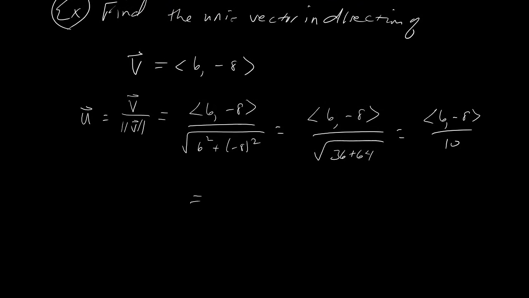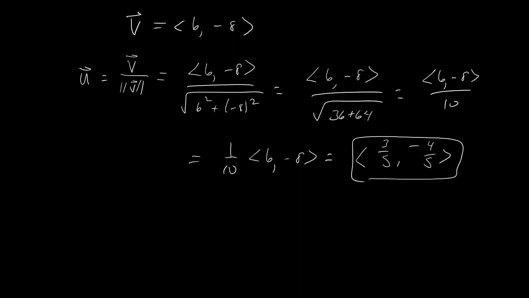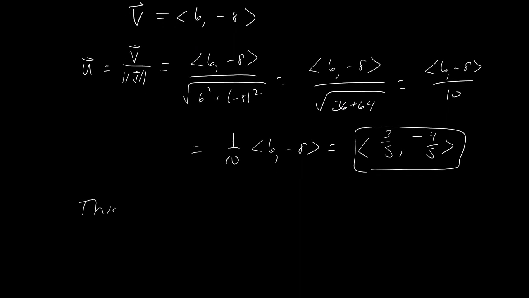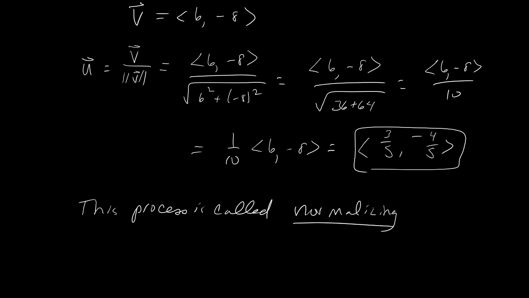Okay, well, we don't really think of dividing vectors, but we do multiply by scalars. So this is 1/10 times v, so 6, -8. So that's going to give me 3/5, -4/5. And there is our normalized vector. So in fact, that's part of what this is called. This process is called normalizing, because of the norm, right? Normalizing vector v. So we've normalized this vector. We have found its unit vector.